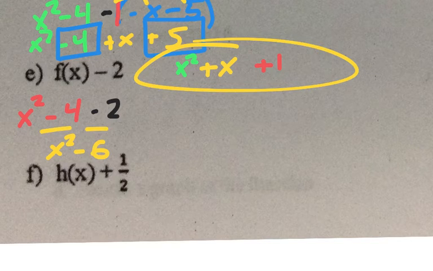Okay, I've got h of x plus 1/2. So I go back at the top. What is h of x? X minus 2, all over 3. Yes. Plus 1/2.